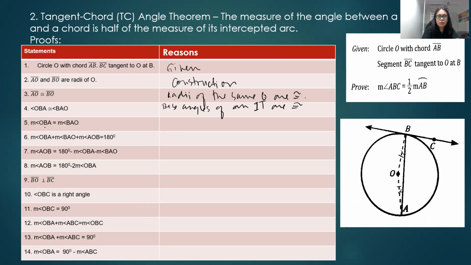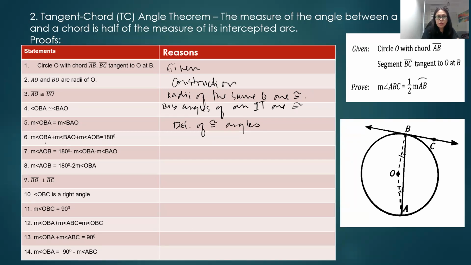Now, the measure of angle OBA and the measure of angle BAO are equal. It's because the two angles are said to be congruent. And this is about the definition of congruent angles.